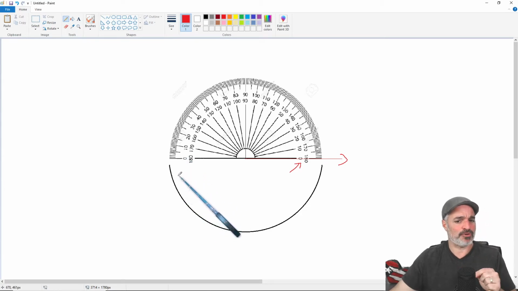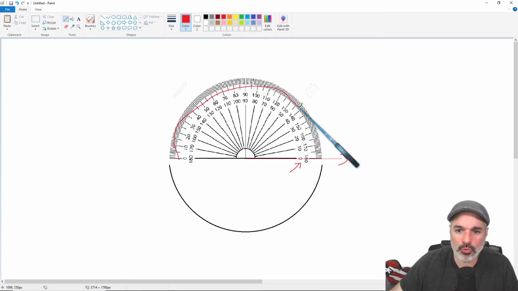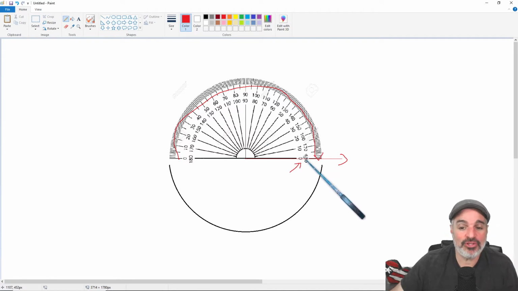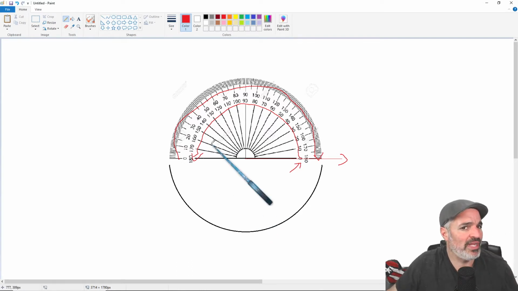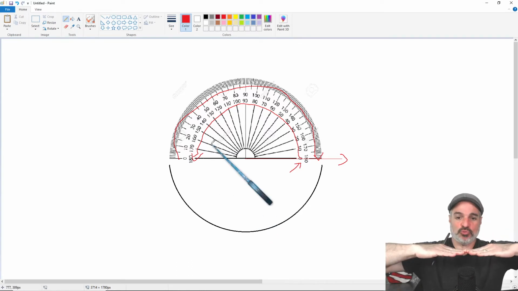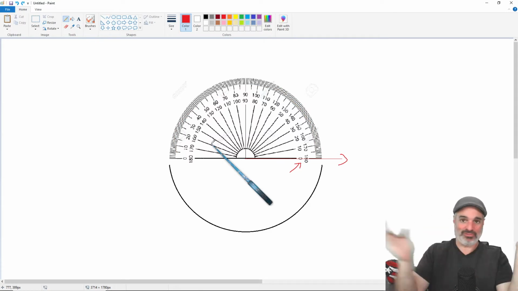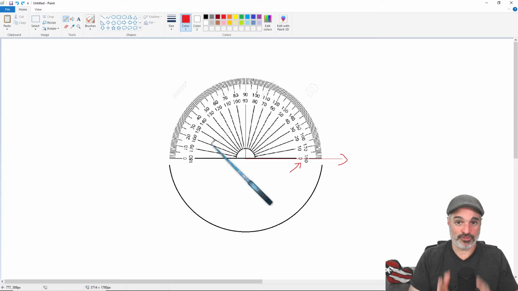Remember that a protractor has two scales, one that goes from 0 to 180 on the outside of the protractor, and the other goes from 0 to 180 on the inside of the protractor. Why 180? Because a straight angle is 180. So you can use a protractor to measure any kind of angle in any given direction. But just for starting, right now, let's say that we start at 0.